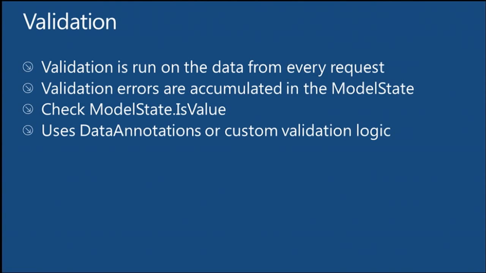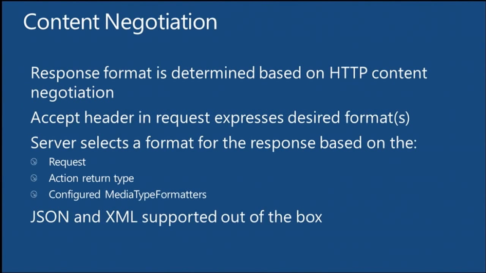When the data comes in, just like MVC does, we will run full validation on your data. It's run on every request. The errors are accumulated in the model state on the API controller. So when you're writing your actions, you generally want to check ModelState.IsValid to see if the data is actually valid. And the way you can specify what validation rules you want run on your model types, you can use the data annotations, Required and so forth through the set of attributes, or you can wire up your own custom model validator. So that's inbound.